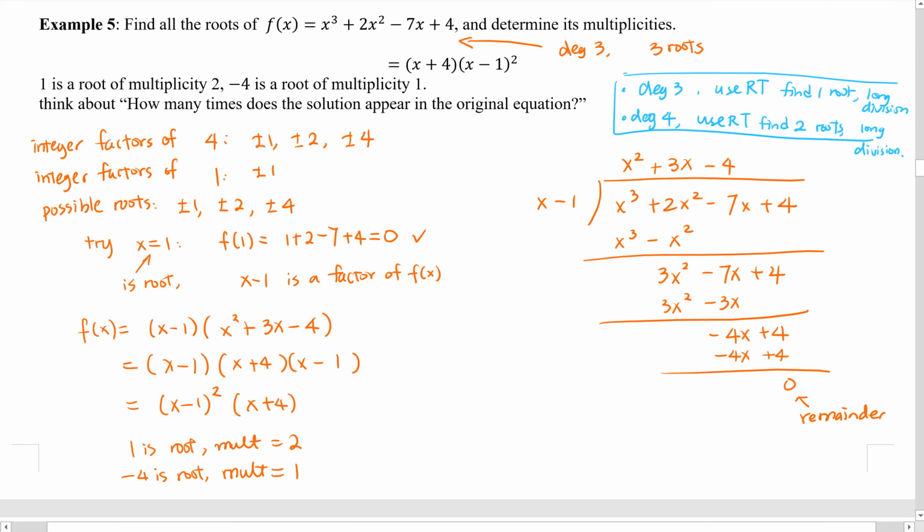So I give you the answer right here. So this is how we get this answer. And the multiplicity is the number of copies of the corresponding factor that appear in the factorization. Okay. Let's continue.